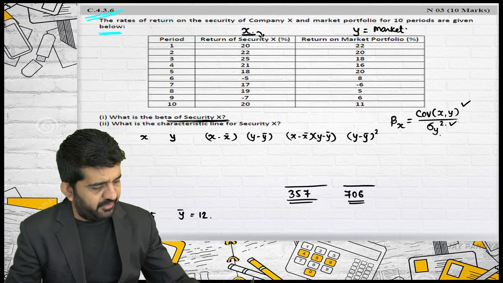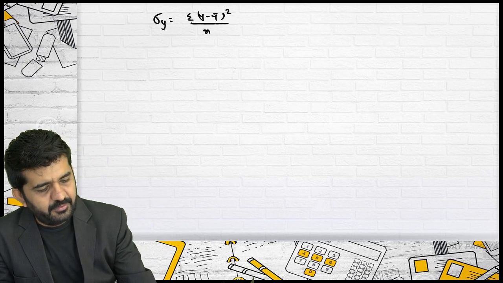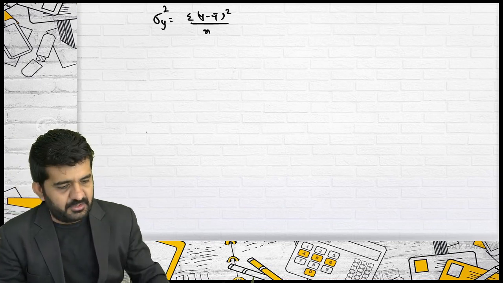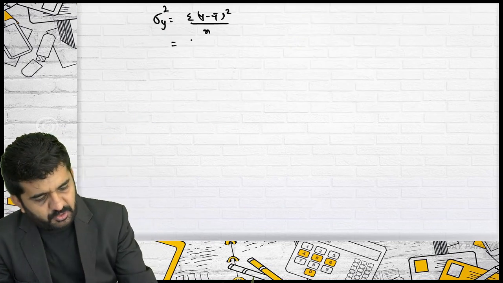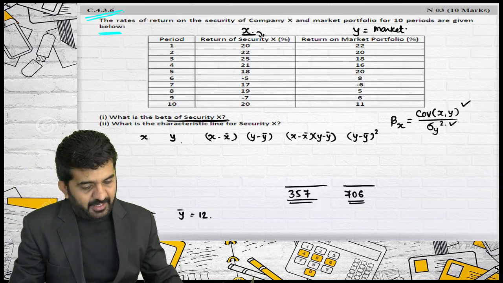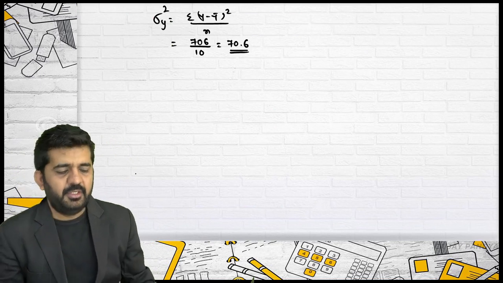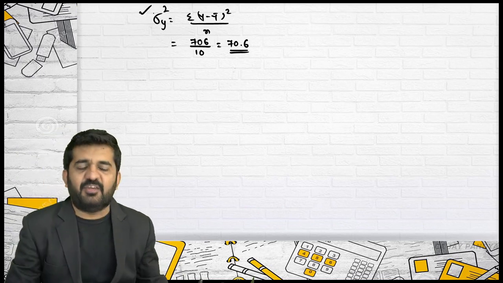Let me find out the standard deviation of Y. The standard deviation of Y is equal to the square root of sigma Y minus Y bar whole square upon n. I don't need the square root because I need directly the answer of variance. Is it correct? So when I want to find out the variance, Y minus Y bar whole square is 706, divided by how many securities? 10. Divided by 10 is 70.6. Is this the standard deviation of Y or the variance of Y? Variance of Y. I have directly found out the variance of Y.